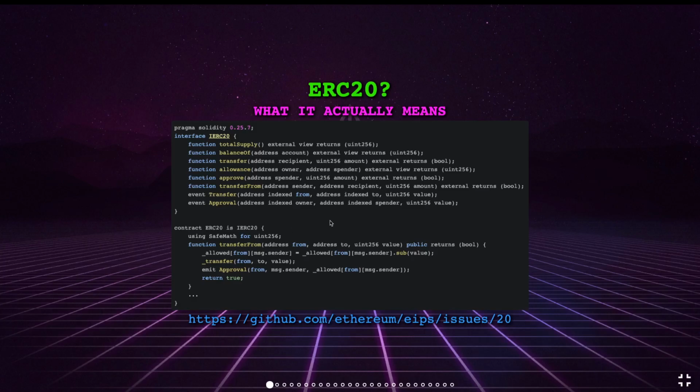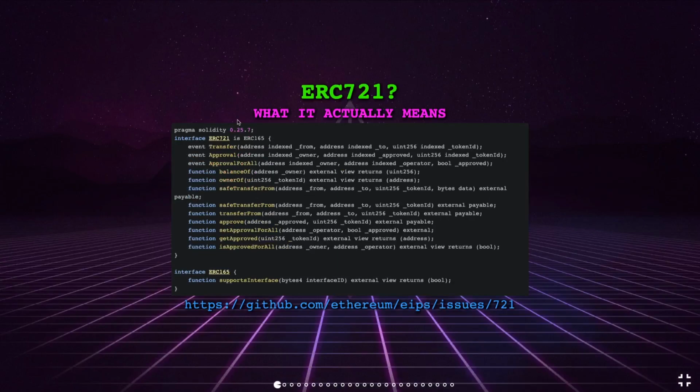So I've got an example here of an ERC721 contract, well, the interface, and this is an example of an NFT interface, and this is actually the main standard for non-fungible tokens. The main difference here when it comes to non-fungible tokens is that every one of the tokens has its own ID attached to it.